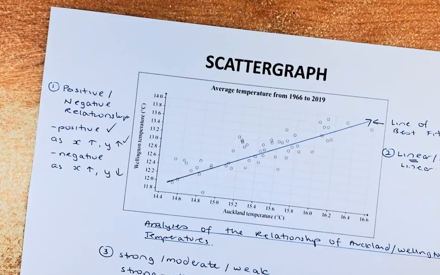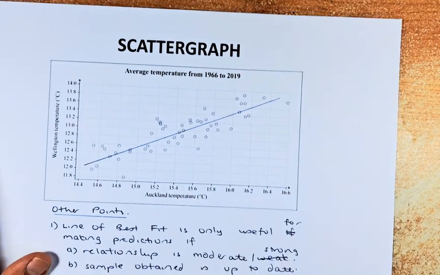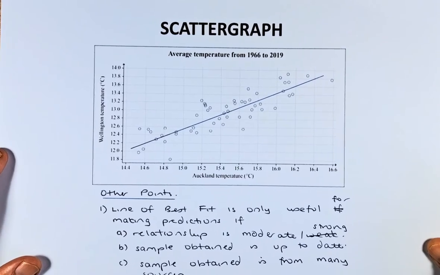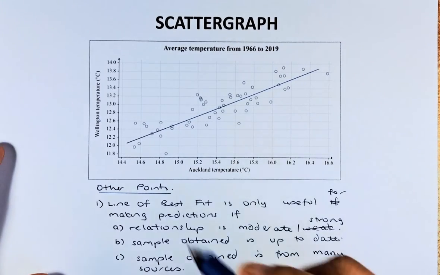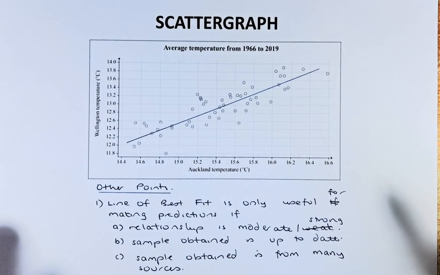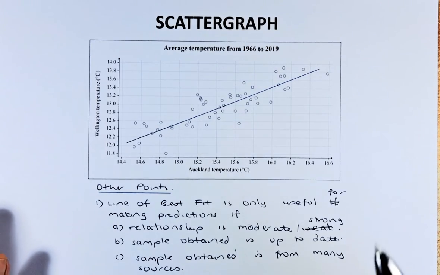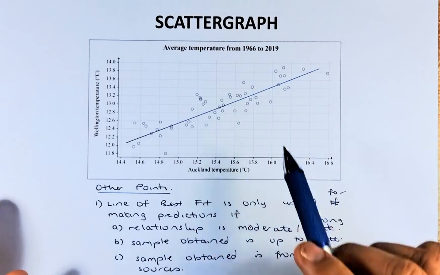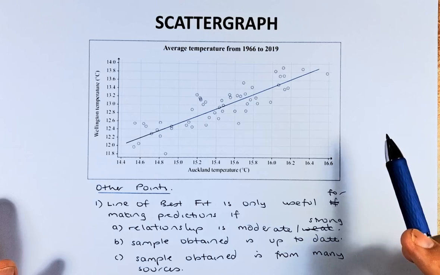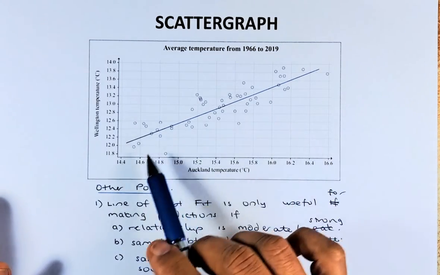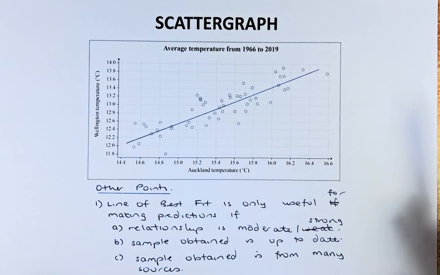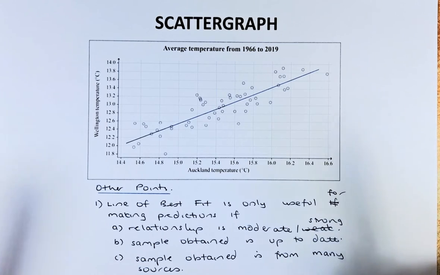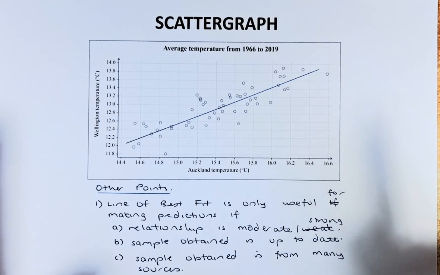Last but not least, the other point we need to know about scatter graph is the following. Okay, I'm going to adjust the paper. The line of best fit is used to make predictions, as I said earlier. It is only useful to make a prediction if it is a strong or moderate relationship. If the relationship is weak, then that line of best fit doesn't make any sense. So there's no point making a prediction if the relationship is weak.